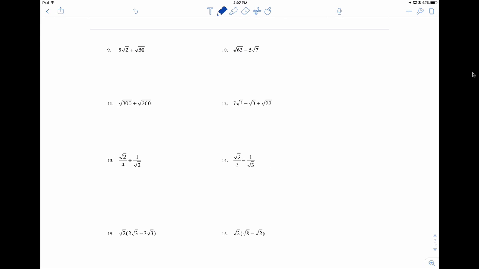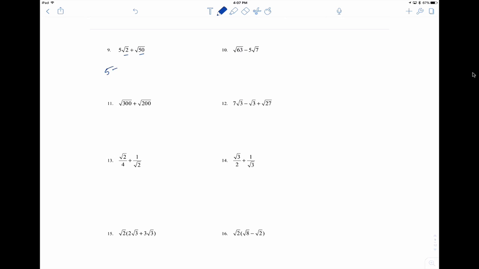Adding, well, we can't add these as they are because we don't have the same root. This isn't adding 5 of something and 5 of the same thing. They're different things at this point. So we need to see if we can rearrange things so that they become the same.